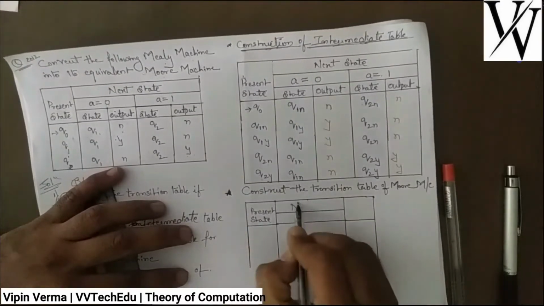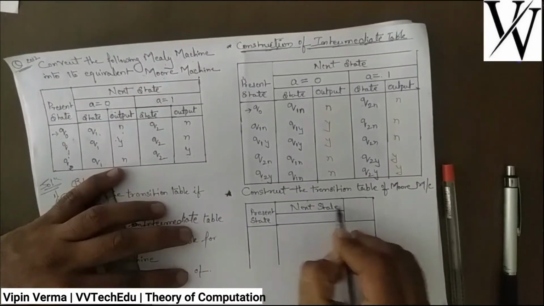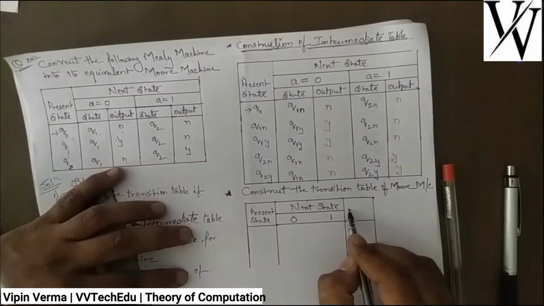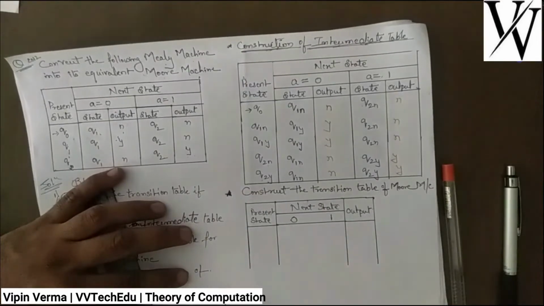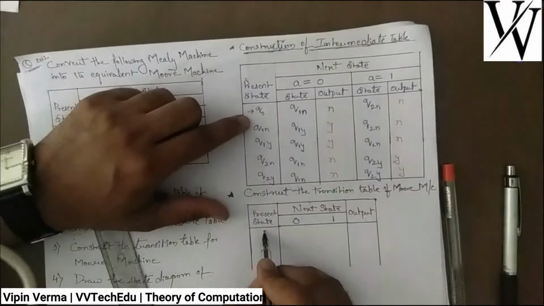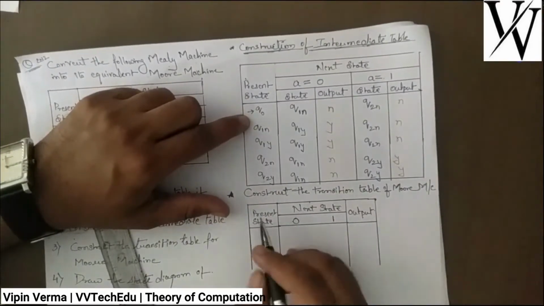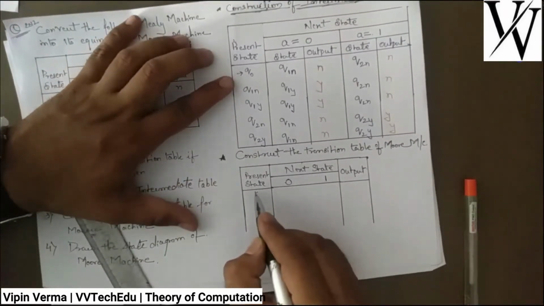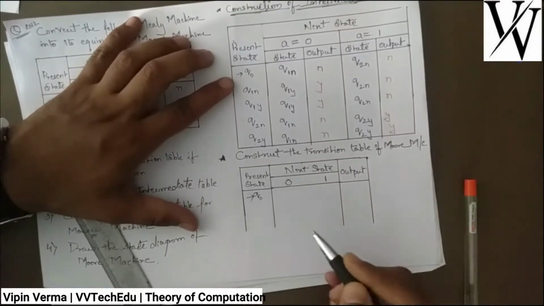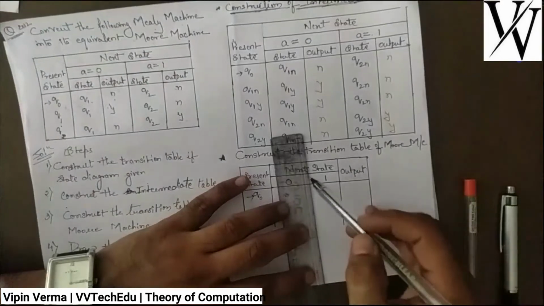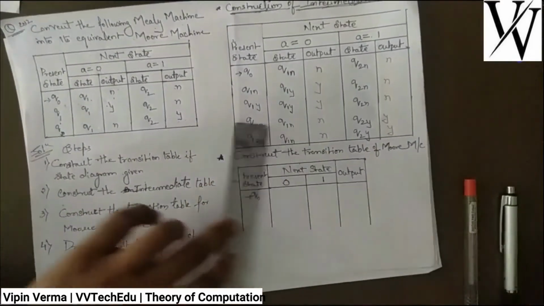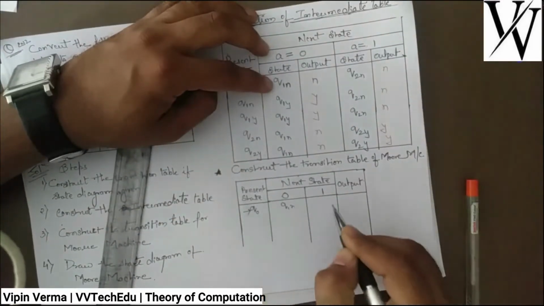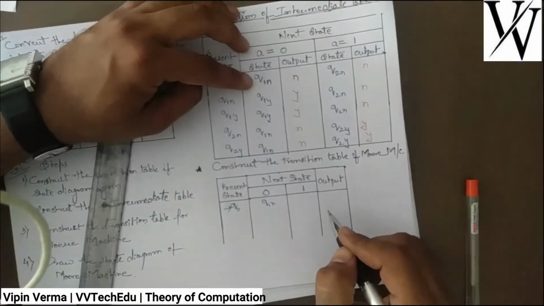For the present state, the next state, or into input 0 and input 1, we have the output corresponding to the state. Now we are just trying to complete that table. This intermediate table, we just need to make the entries here. The initial state is Q0. The transition for 0 goes to Q1n.